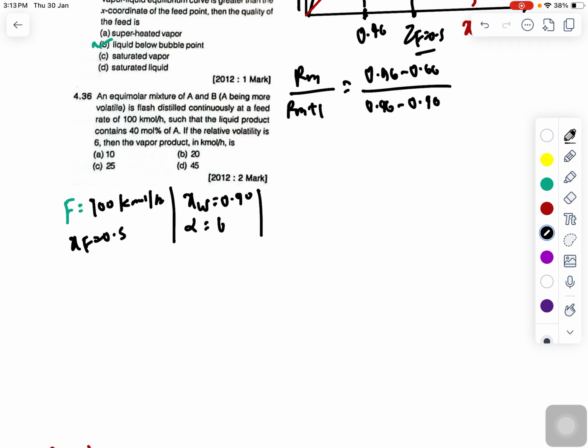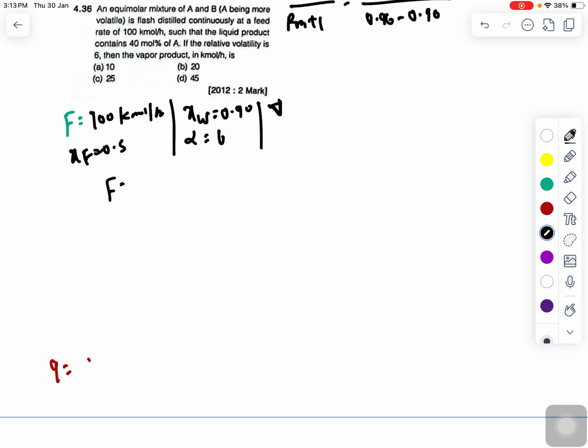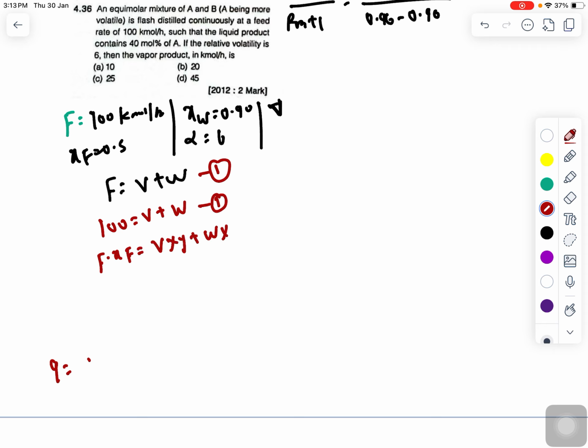Then the vapor product in kilomole per hour is asked. So you are supposed to calculate V. So what is F? F is equal to V plus W. Is that clear? This is my first equation. So 100 equals V, we don't know, plus W, which we also don't know. This is equation one, and F into XF equals V into Y plus W into X. So F is 100 into 0.5, that is equal to V into Y, which we don't know, plus W into X, which we also don't know, but the relative volatility is known to you.